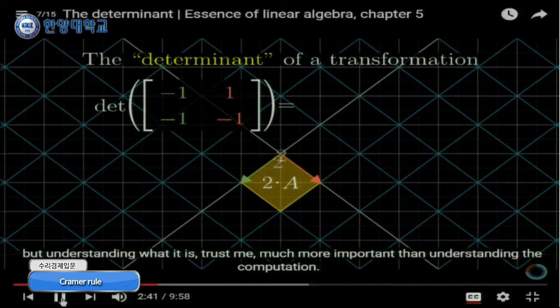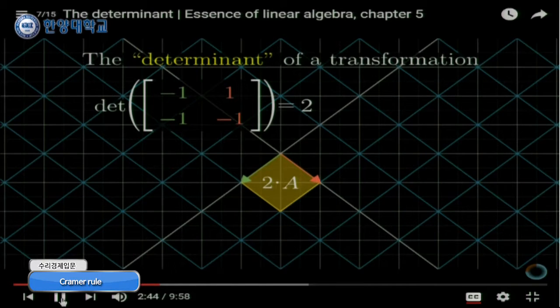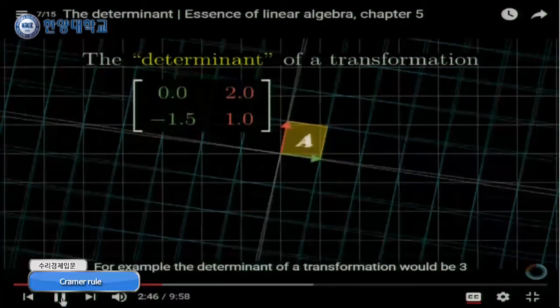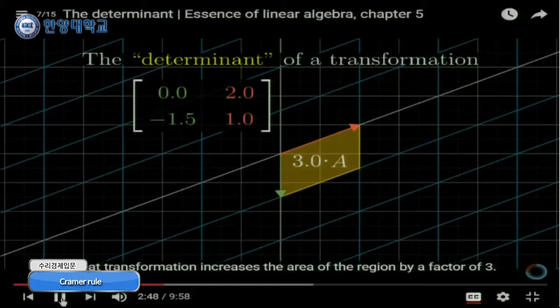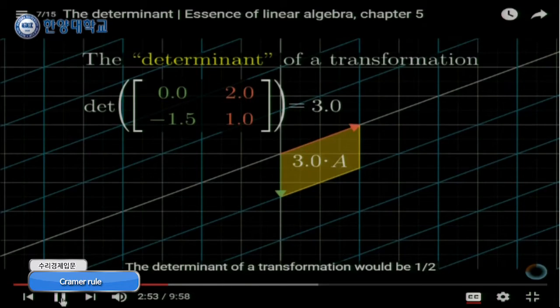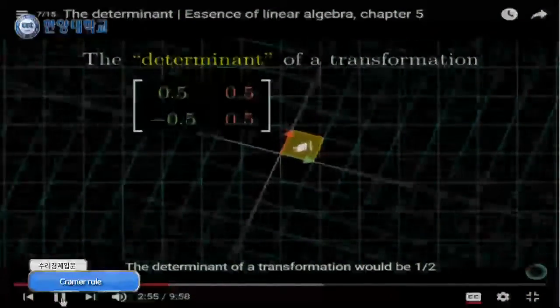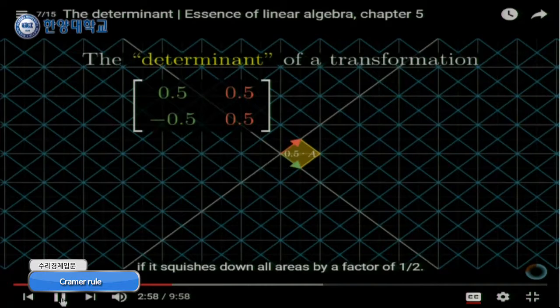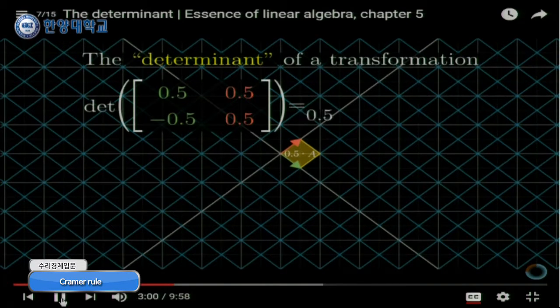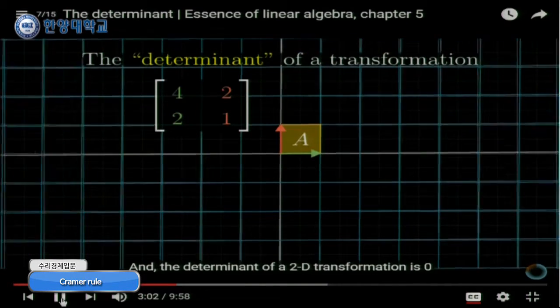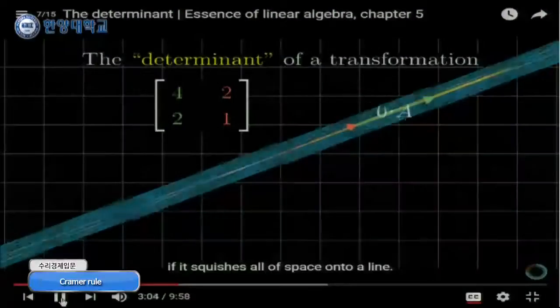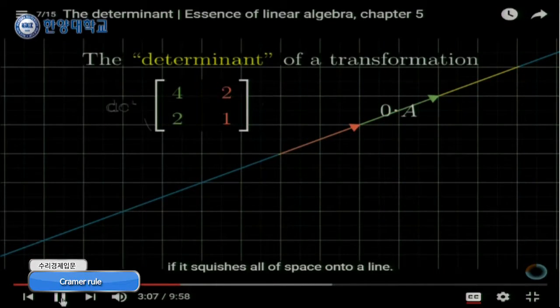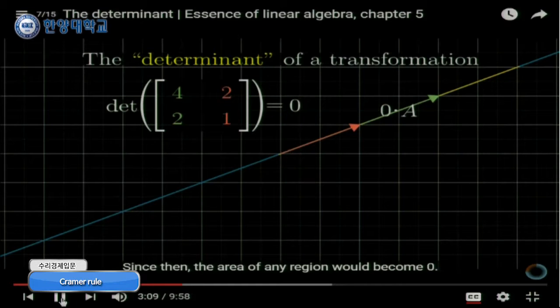What it represents is, trust me, much more important than the computation. For example, the determinant of a transformation would be 3 if that transformation increases the area of a region by a factor of 3. The determinant of a transformation would be 1/2 if it squishes down all areas by a factor of 1/2. And the determinant of a 2D transformation is 0 if it squishes all of space onto a line, or even onto a single point, since then the area of any region would become 0. That last example will prove to be pretty important.